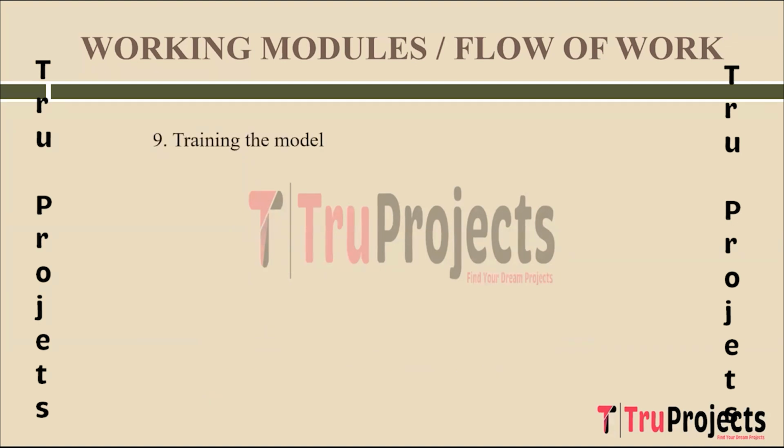Training the model. This step involves feeding the prepared dataset into the chosen machine learning algorithm. The algorithm learns from this data, adjusting its parameters to create a predictive model. Training involves iterations through the dataset to optimize the model's ability to predict the target variable accurately.